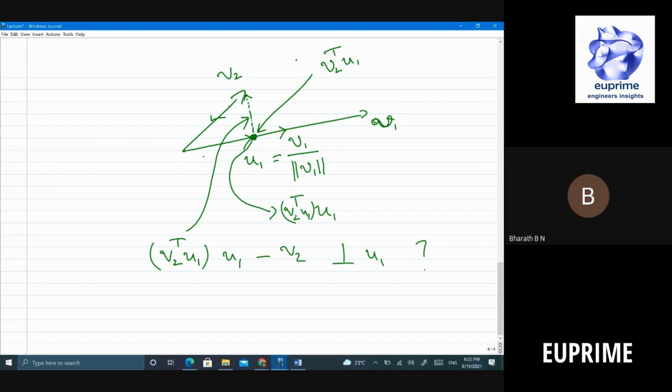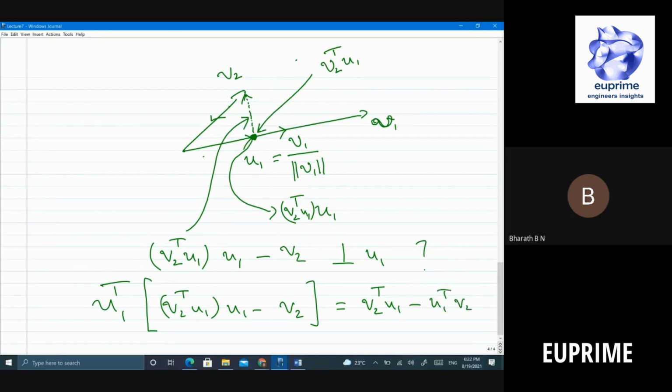Yeah, so this is U1 along the direction of U1. Yeah, this is okay. So now U1 transpose times this, I have to see whether this is orthogonal or not. U1 times V2 transpose U1 minus V2. So what do we get now? U1 transpose U1 is what? 1, because it's a unit vector. So the first term will be V2 transpose U1 minus U1 transpose V2, but U1 transpose V2 is the same as V2 transpose U1, so this is 0. So it's orthogonal. This is correct. So I get an orthogonal vector.